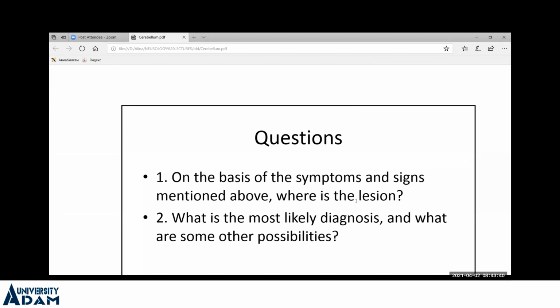Because the problem was in the hand and the legs, right? Yes. But the trunk and head were normal. So the lesion is in the left hemisphere of the cerebellum. Yes. Guys, and what is the most likely diagnosis?